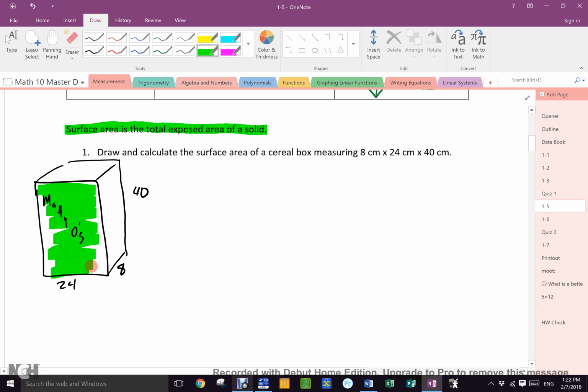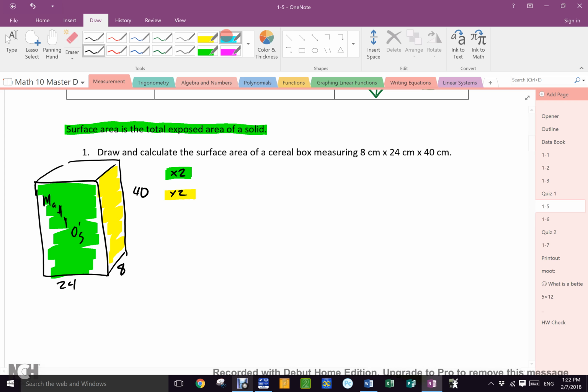A rectangle. Okay. So there's a green rectangle in my cereal box, isn't there? How many of them are there? 2. Why? Front and back. Because there's one on the front and one on the back. What shape's that? A rectangle. How many of them are there? 2. Why? Left and right. Could that be the top and bottom? Yeah. Could that be the front and back? Just depends on how I put it in the cupboard, right?